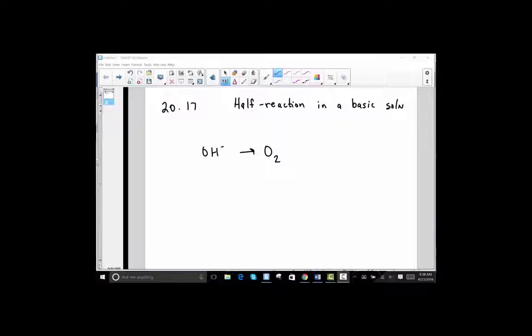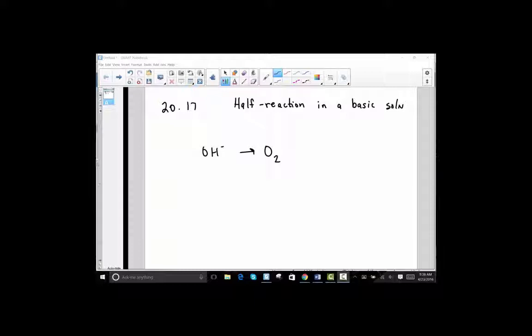Pause here. In this redox reaction, we are going to balance a half reaction in a basic solution. This is probably problem 20.17. For the half reaction in a basic solution, the example gives us OH negative hydroxide forming molecular oxygen O2. The series of rules that we're working to memorize ask us to first divide the reaction into 2 halves. That's already been done for us.